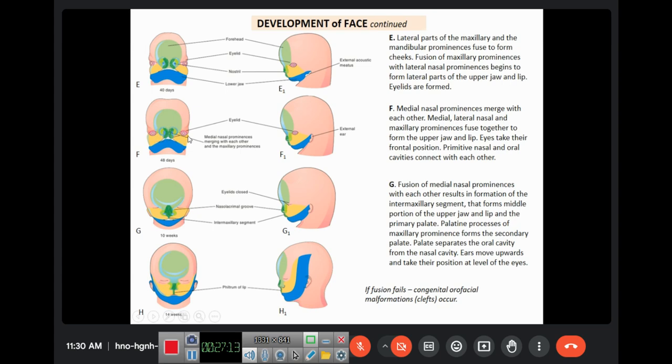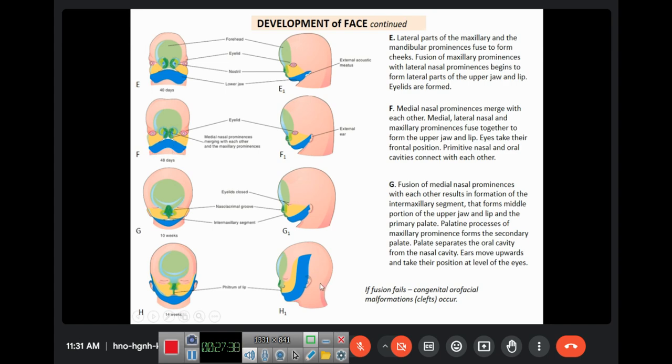The eyes now take their frontal position, so the eyes move from the sides of the head to the face region of the head, so they both are seen in the frontal view now. And in this stage also the primitive nasal and oral cavities connect with each other, not seen in these pictures.